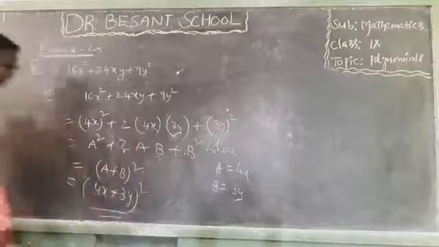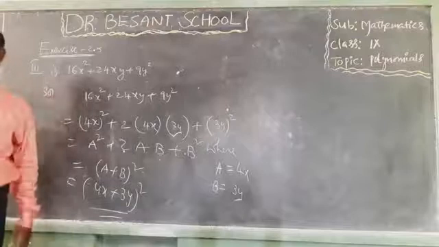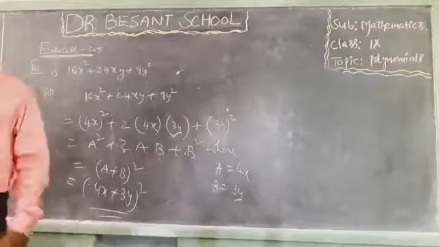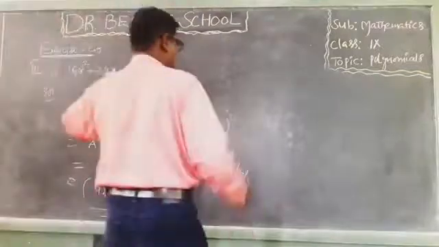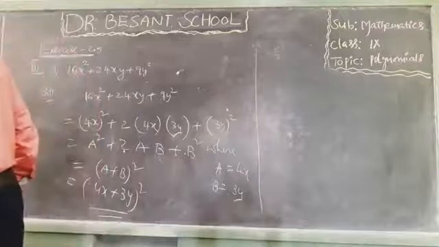(4x + 3y) whole square. So these are the factors for that expression. (4x + 3y) whole square is nothing but (4x + 3y) into (4x + 3y), 2 times. Did you understand, children? Yes. This is one problem. Go for some other problem in this Roman.